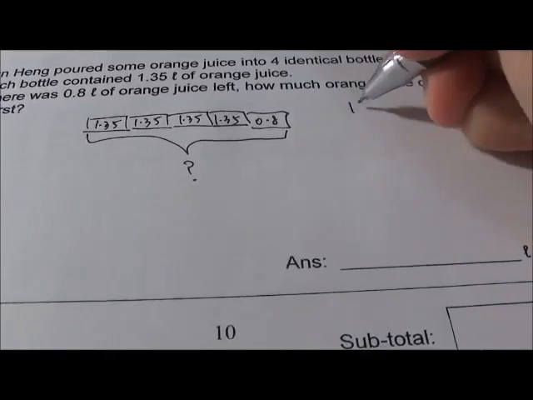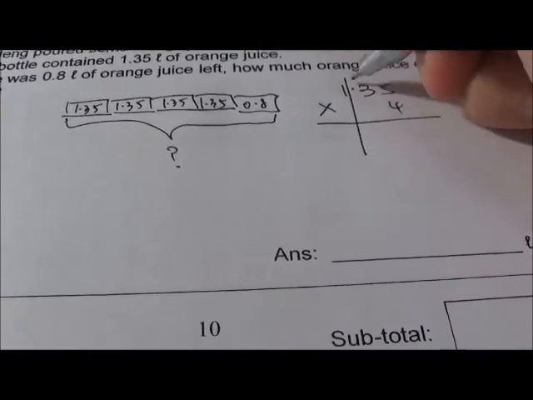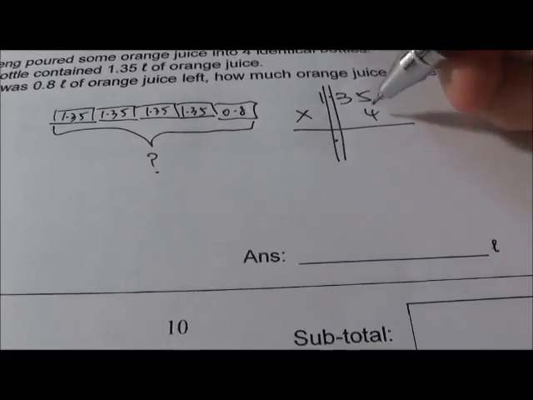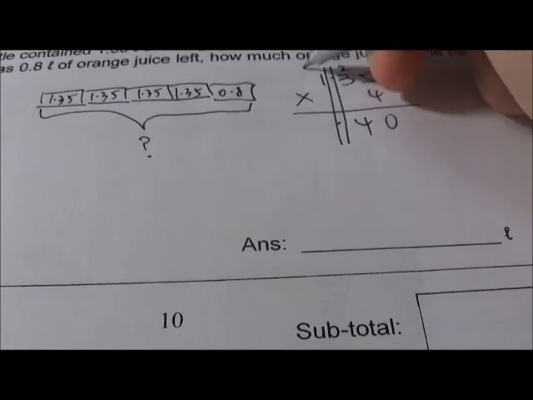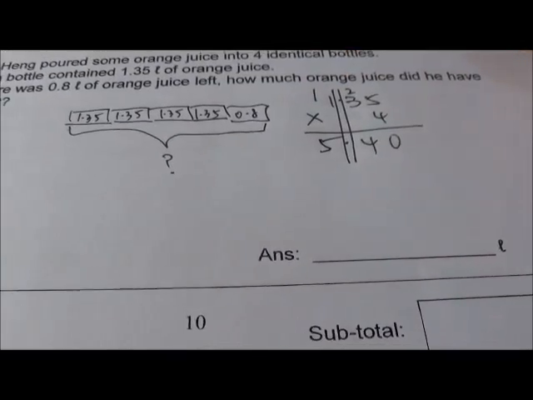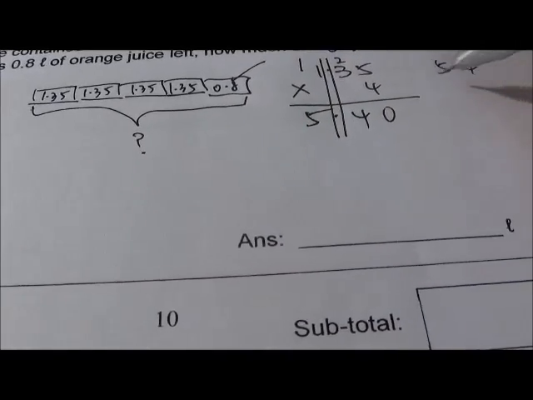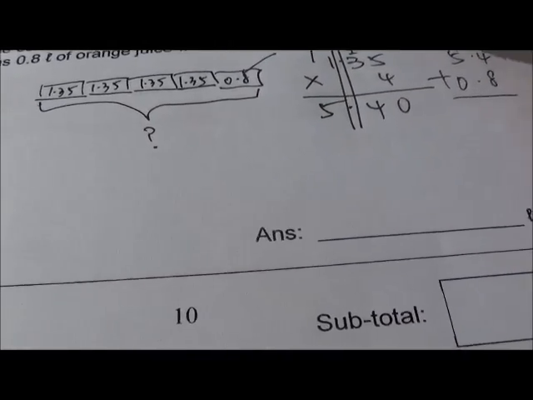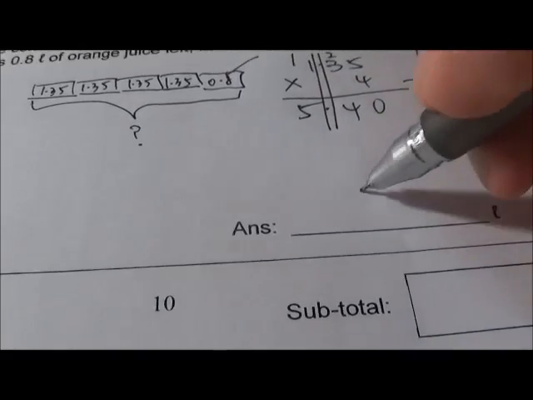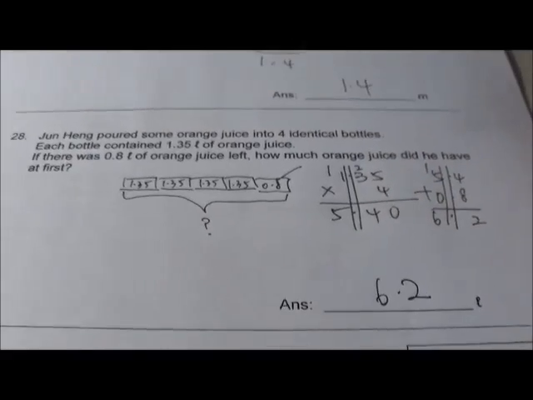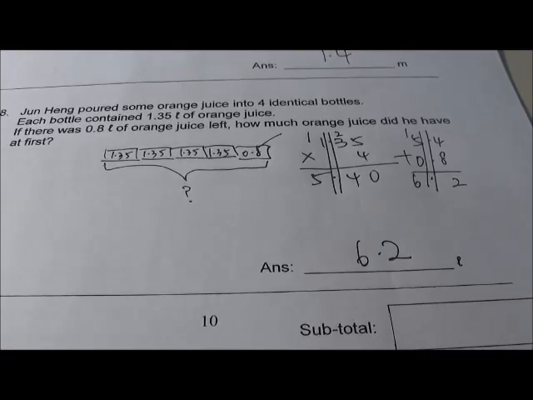So our first step will be 1.35 times 4. The dot here must be here. 4 times 5 is 20, 4 times 3 is 12, plus 2 is 14, 5.40. Please do not forget the 0.8. 5.4 plus 0.8 is 6.2. So for question 28, our answer is 6.2.